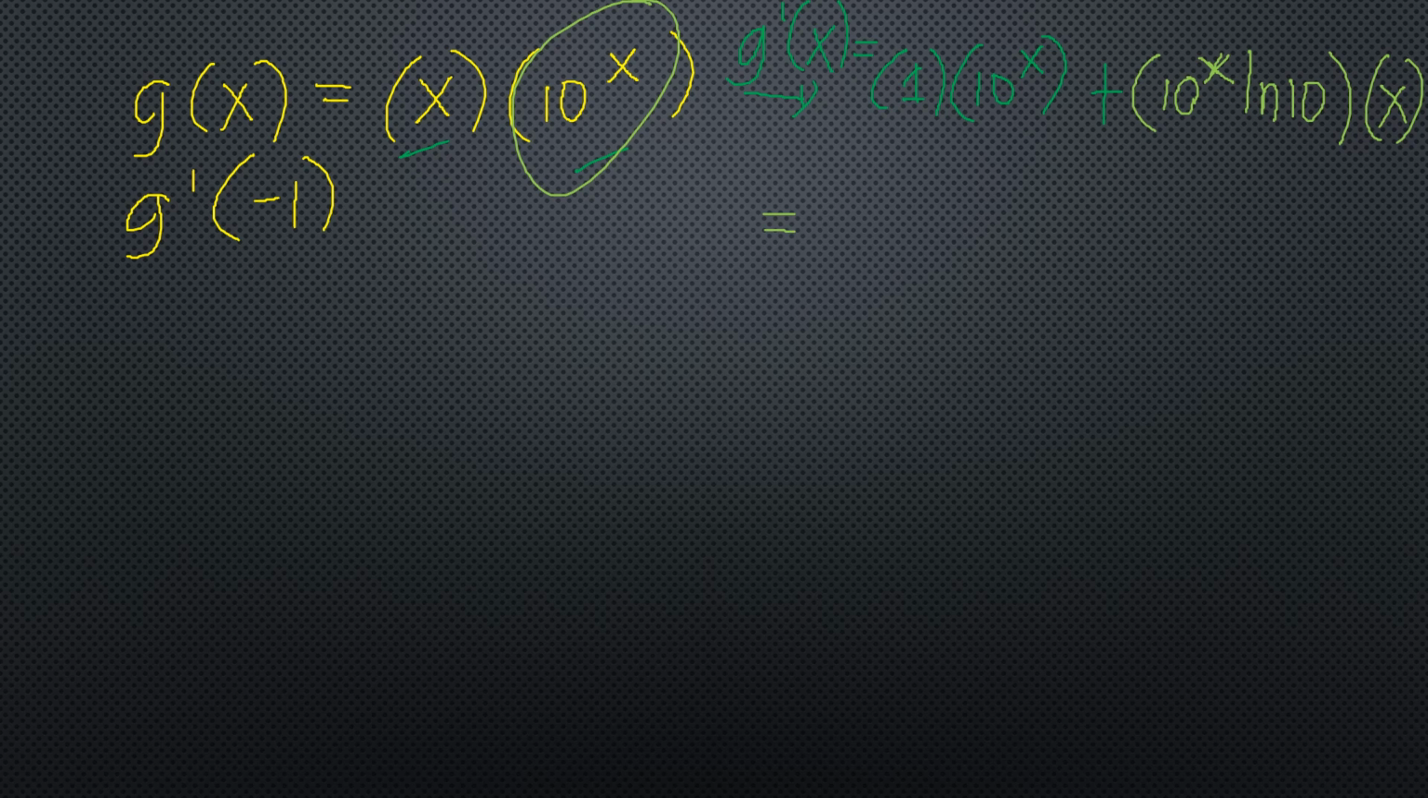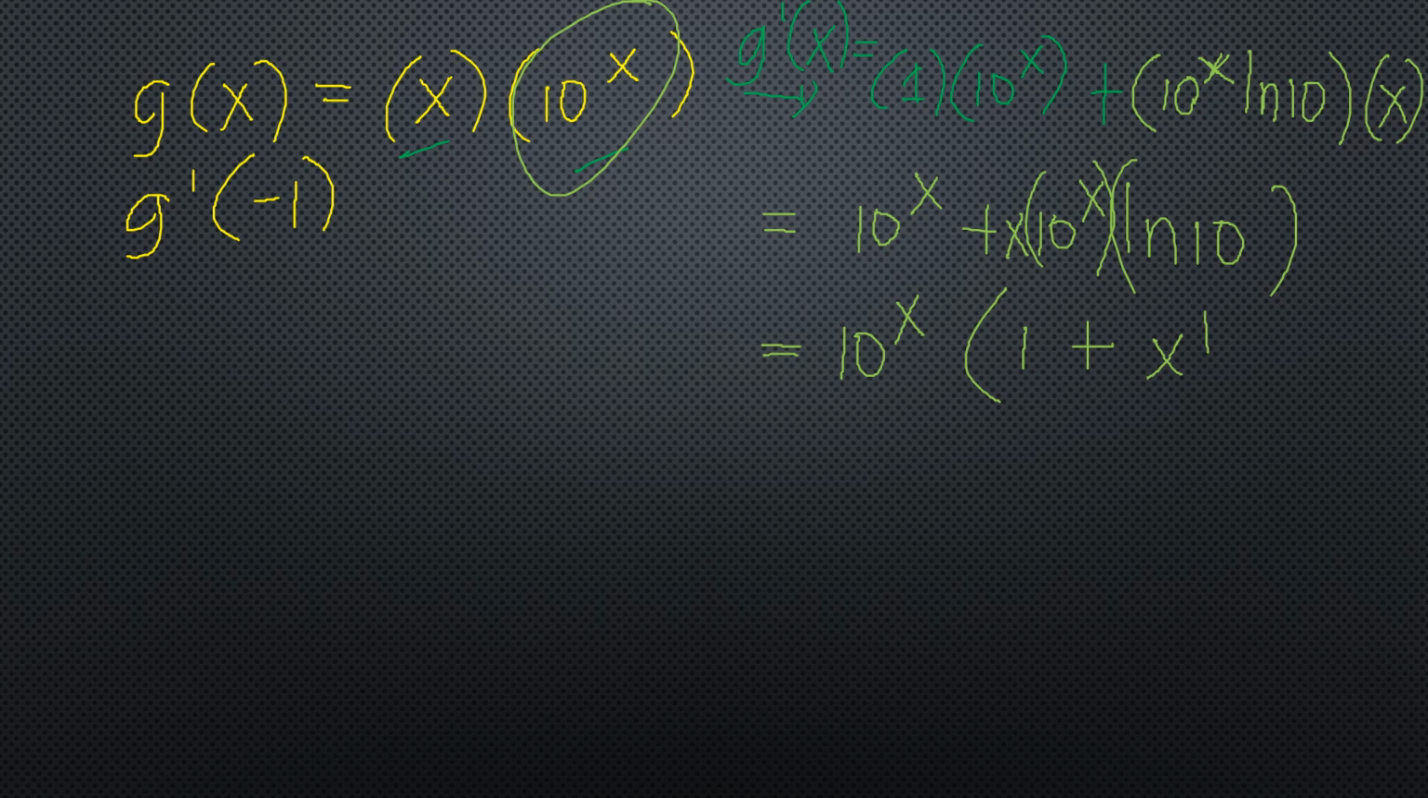So we now have 1 times 10 raised to x is 10 raised to x, plus 10 raised to x ln of 10. So you can have x times 10 raised to x times ln of 10. So here we can bring out 10 raised to x, factor it out. So we have 10 raised to x times 1 plus x ln of 10. So this will be our final answer.